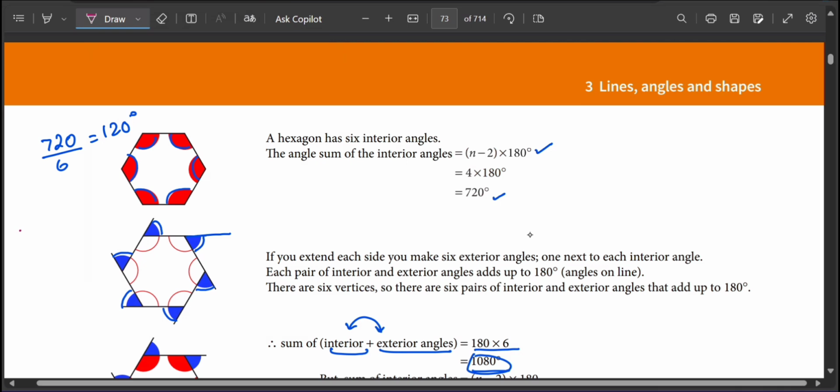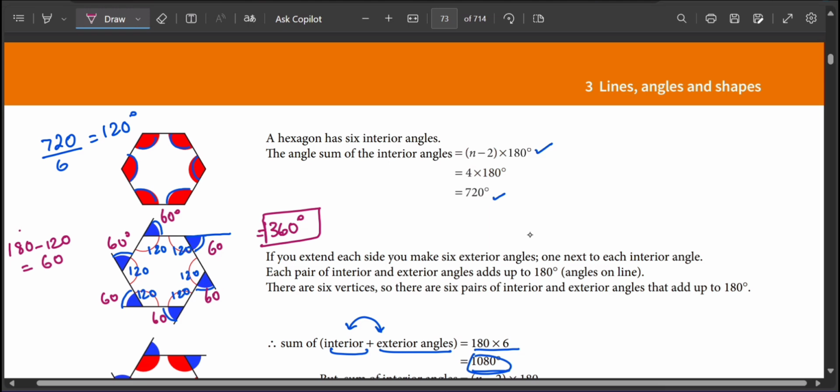That also means that if these are 120 and 180 minus 120, that's 60 degrees, right? So what we are going to have is 60 degrees over here, 60 degrees over here, 60 degrees over here, 60 here, 60 here, and 60 here. Upon combining all of that, we get 360 degrees, right? This is a proof that the sum of the exterior angles is 360 degrees.